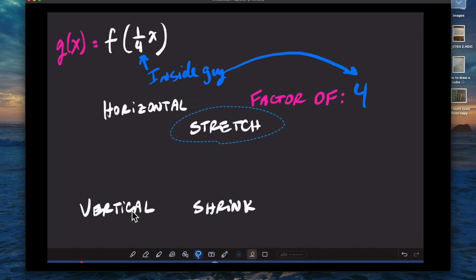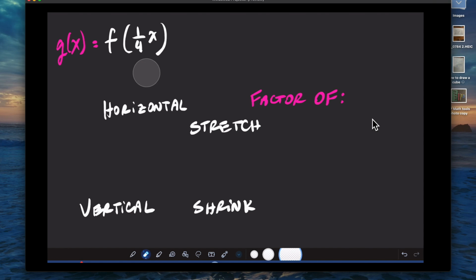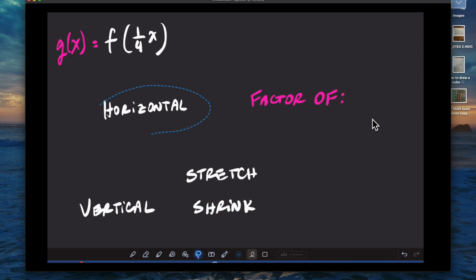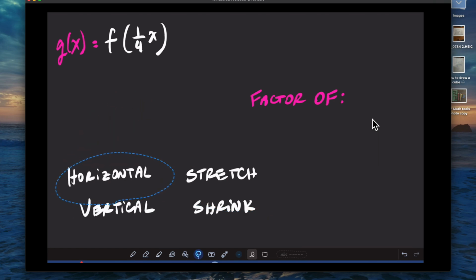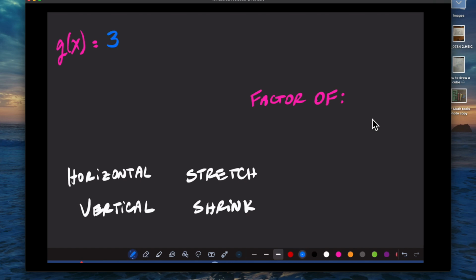So in summary, this f of 1/4 x is a horizontal stretch by a factor of 4. Let's go ahead and do another one. Okay. Let's return the word bank. We're going to leave factor of guy because we're going to need him every time. Okay, we're going to change this now to 3 times f of x.